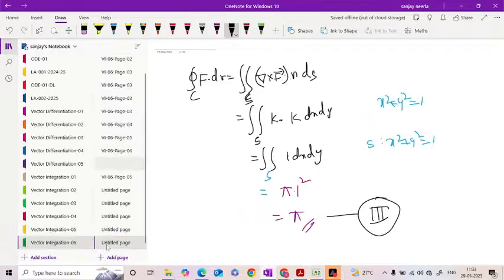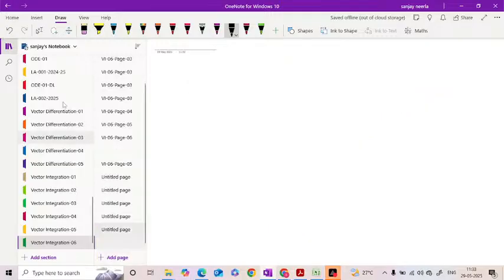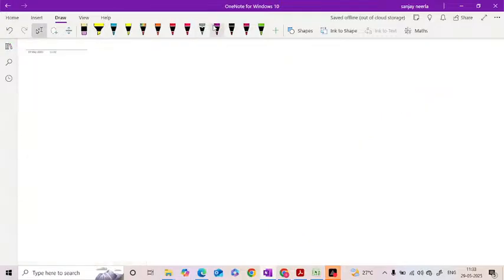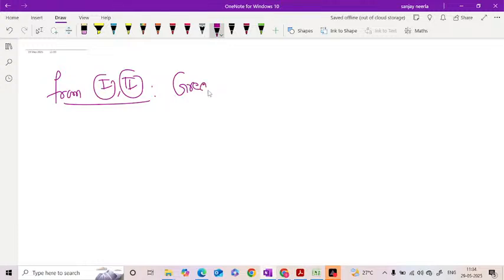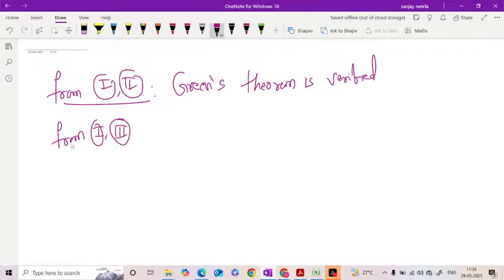Okay, sir. So now we'll conclude. From equation 1 and equation 2, Green's theorem is verified, and from equation 1 and equation 3, Stokes theorem is verified.